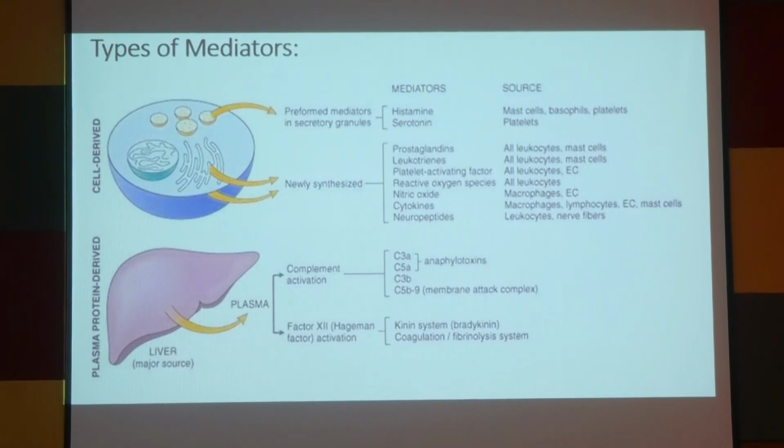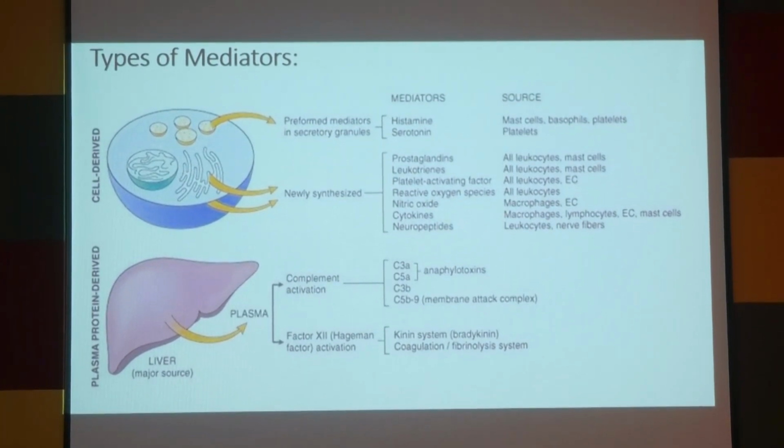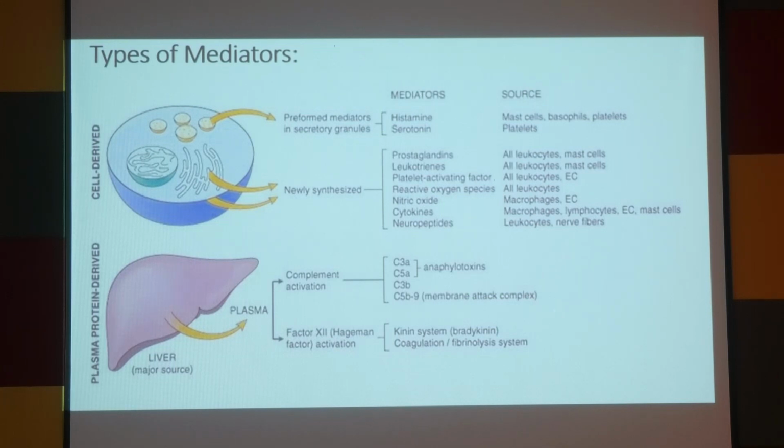EC stands for endothelial cell, or the cells that line the vessel, the intimal layer, okay? And next is cytokines, very important, a diverse family of cytokines that come from macrophages, lymphocytes, endothelial cells and mast cells. And neuropeptides, they also come from the leukocytes. So these, starting from histamine and ending with neuropeptides, are all the cell-derived mediators.